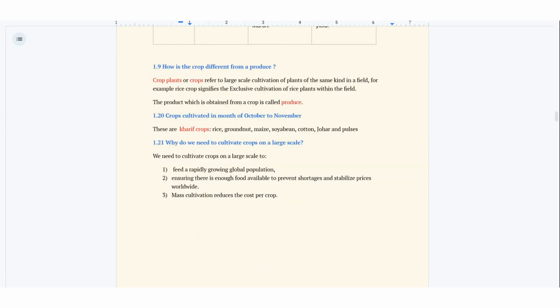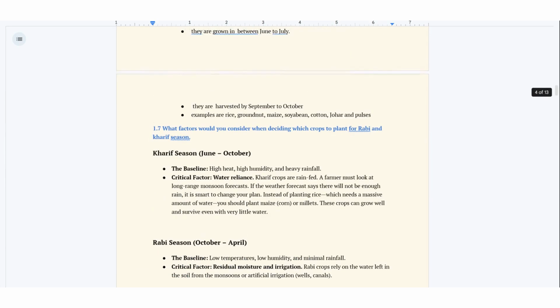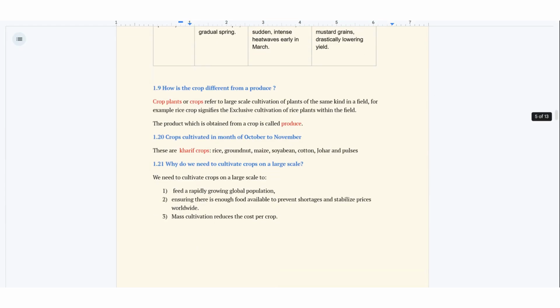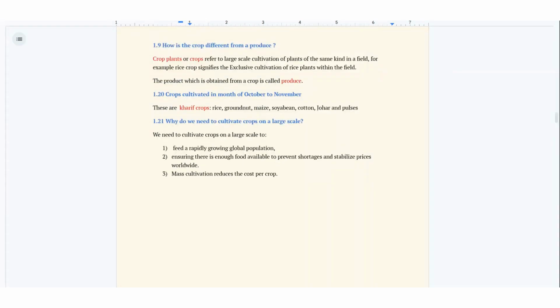cultivated in month of October to November. So those are Kharif crops. So cultivated, or the other word is harvested. Okay, that is what I was looking to show you. So memorize this. What is cultivated in October to November? Those are Kharif crops. What comes under Kharif crops is rice, groundnut, maize, soybean, cotton, jowar, pulses.